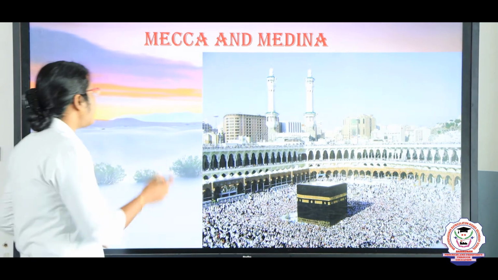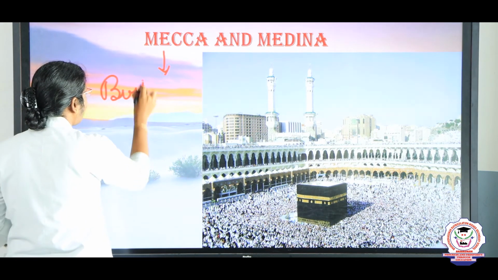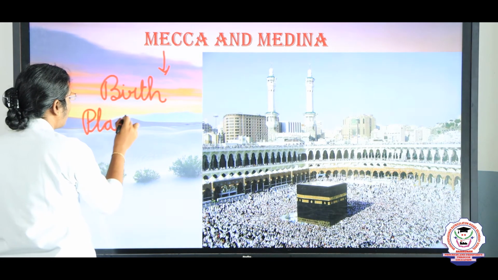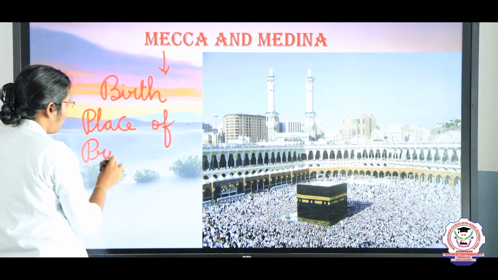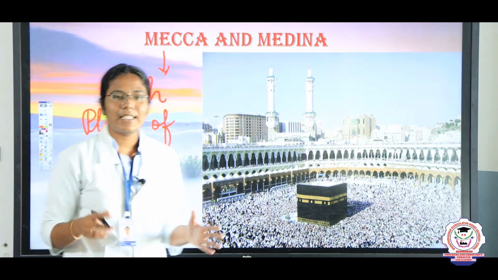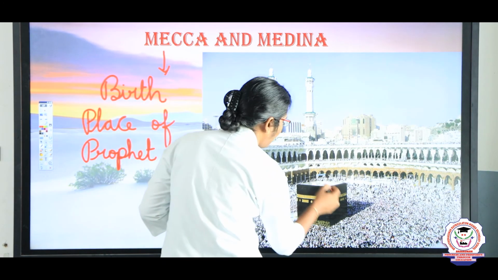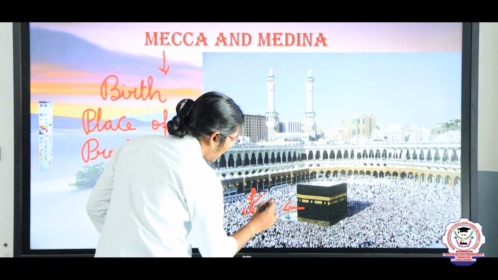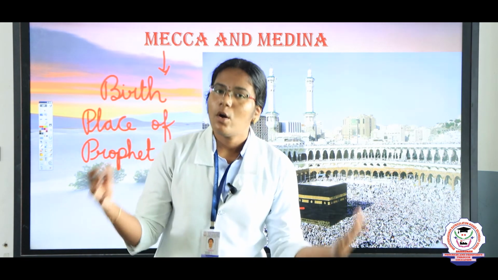Mecca is considered the birthplace of Prophet Muhammad. Now you see here, it is a cube-like structure you are seeing, no? This place is referred to as the Kaaba, which means it is a metaphorical house of God.